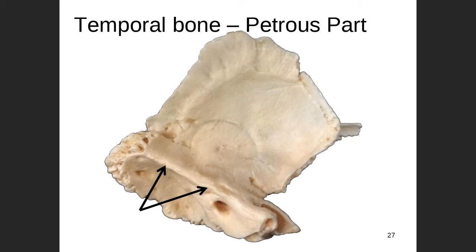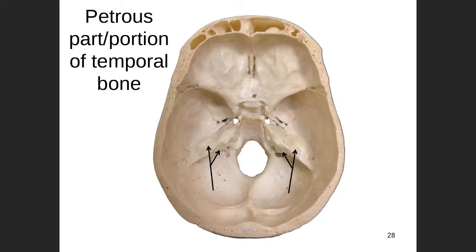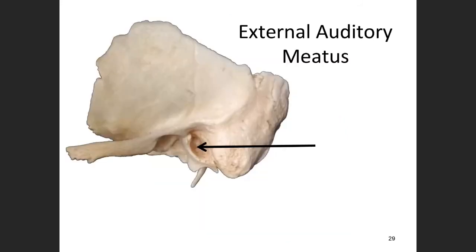So let me show you now in the whole skull. We remove the top of the skull, and now I am showing you the petrous part or petrous portion of the temporal bone. There you go. Petrous part, petrous portion of the temporal bone. That's from the internal portion of the skull. So let's go back to the outside and take a look.